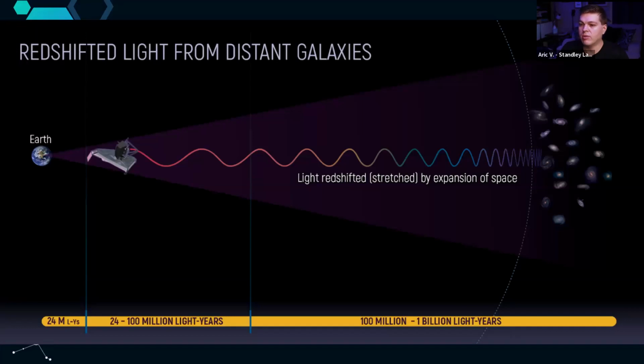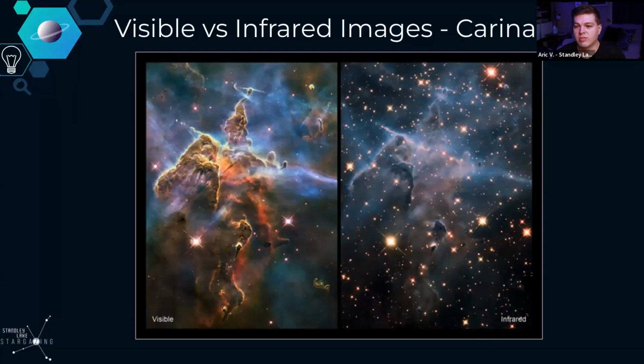So let's open it up for questions. I'll just leave this image on the screen here showing the Carina Nebula imaged in visible versus infrared light, and the Webb's capability of seeing in infrared, and how the light is able to go through dust and gas in between us and the source and let us peer through clouds effectively.